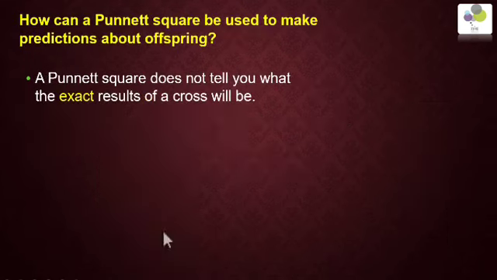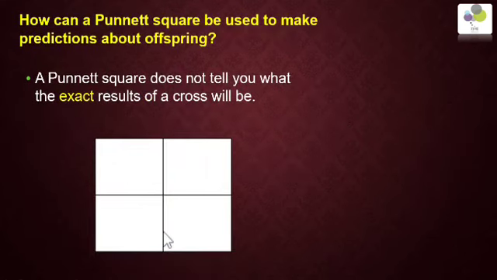One last thing about the Punnett square: actually, it doesn't tell you what will be. Actually, it tells you what could be. It means it doesn't tell you the exact results of a cross. So it doesn't tell you what will be, it tells you what could be.